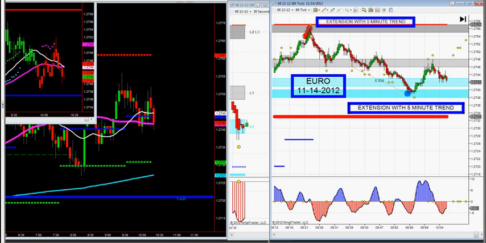And when these confluence areas are hit, these major extensions, they will plot a dot on your chart for a possible reversal with overall trend direction. So this software allows you to buy or sell pullbacks with overall 5-minute trend direction. And here's the euro this morning. These are the dots that it produced this morning.